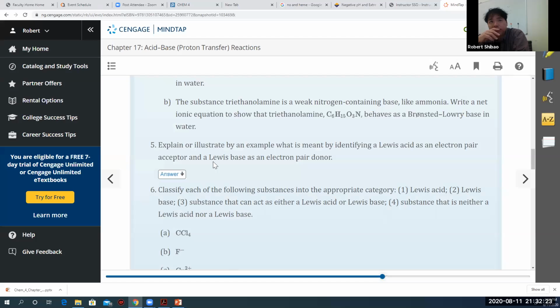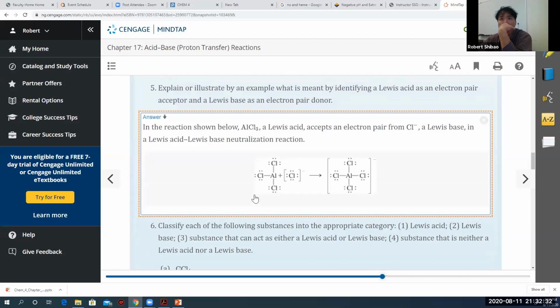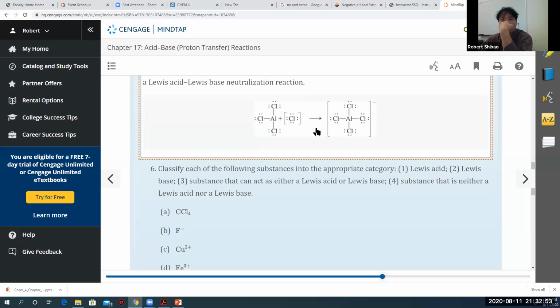Explain or illustrate by an example what is meant by identifying a Lewis acid, an electron pair acceptor, and Lewis base. So here we're just looking at an electron pair being donated and forming a bond. This is aluminum chloride. And this has a name I mentioned earlier, tetrachloroaluminate. You discuss these types of things in Chem 1B. It's a Lewis acid base reaction.